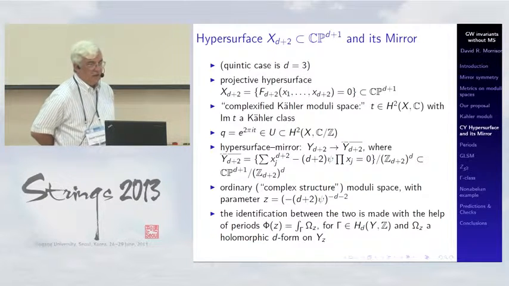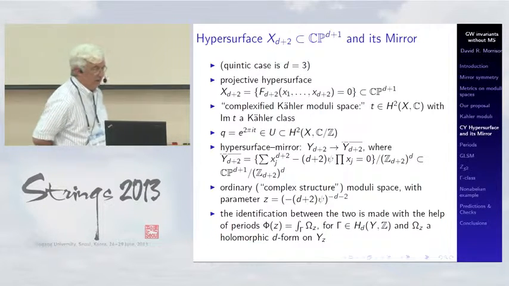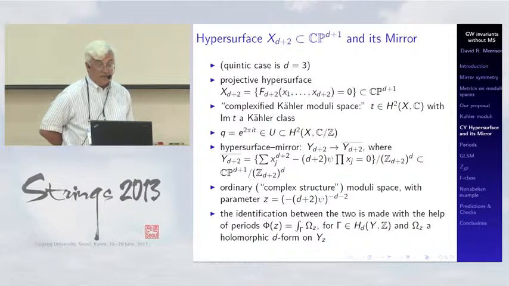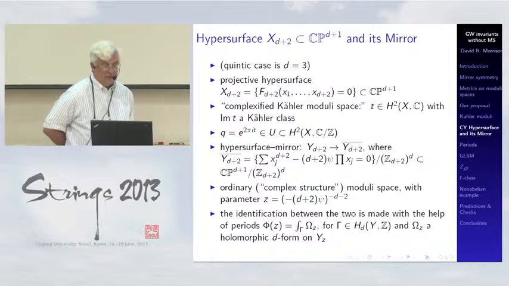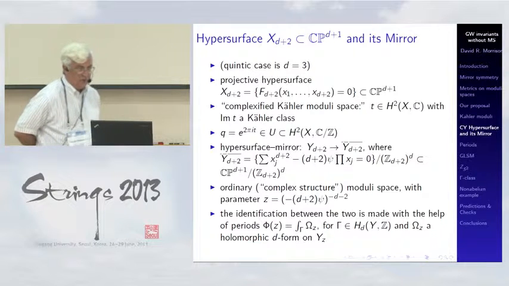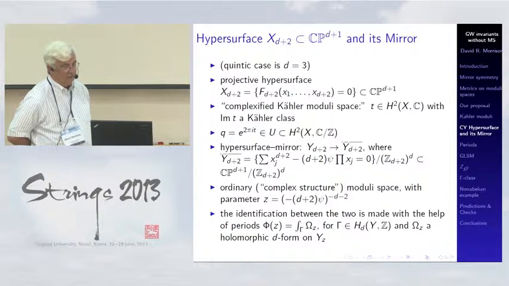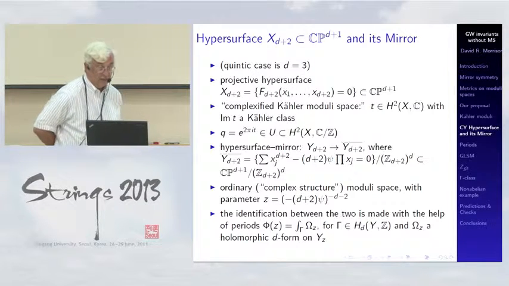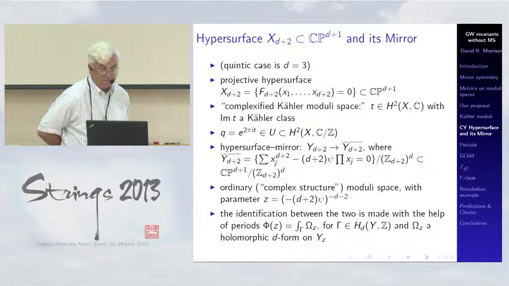And to identify the two, you have to know something about the periods in the case of the mirror variety, and compare the behavior of the periods on one side, the monodromy of the periods, to the multivaluedness given by the B field variation on the other side.